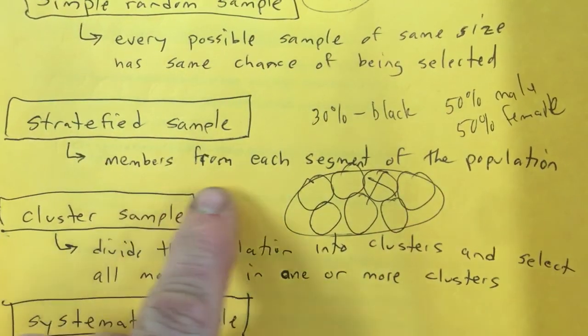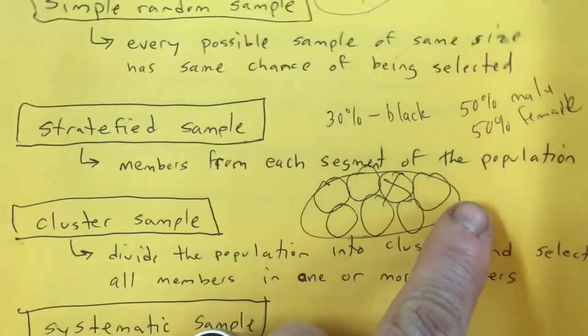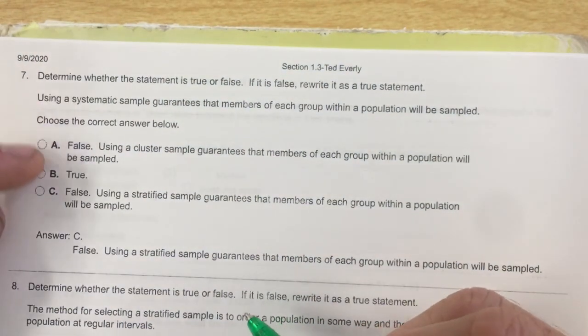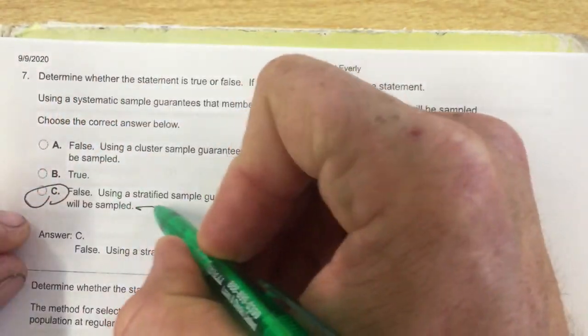Stratified. That's when members from each segment of the population are used. So this should be stratified. I think it's C here. C, stratified.